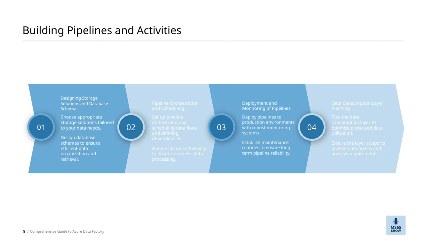Lastly, planning the data consumption layer thoughtfully ensures that your processed data can be utilized efficiently. It needs to support diverse access and analysis requirements, making it easier for your team to leverage the insights they need. All these steps, storage, schema design, orchestration, deployment, and consumption planning, are interconnected and vital for building a resilient, scalable data pipeline that supports your overall data strategy.